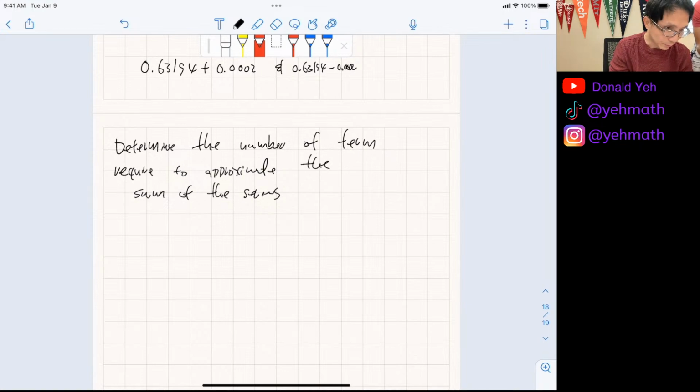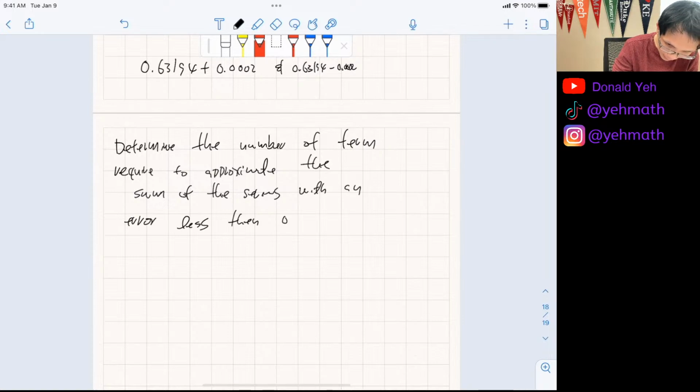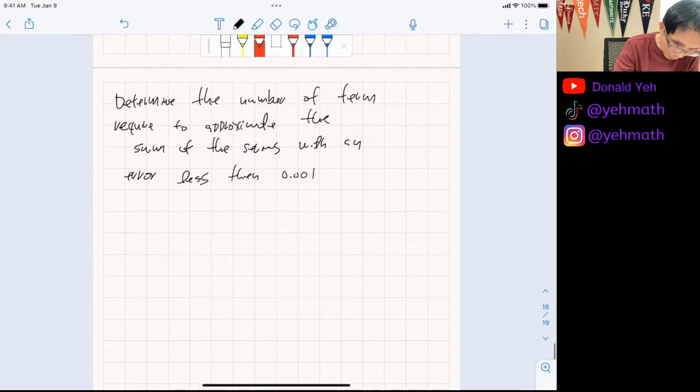We're calculating confidence intervals with an error less than 0.001. So this is the part that's going to be less than 0.001. Now, what equation am I talking about? The sum from n equals 1 to infinity of -1 to the n plus 1 over n to the 4th.